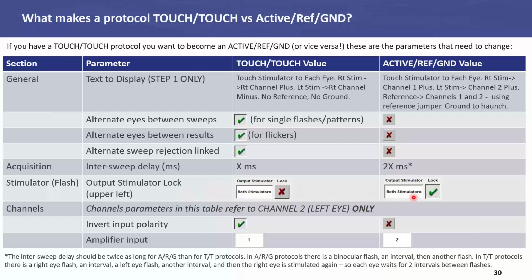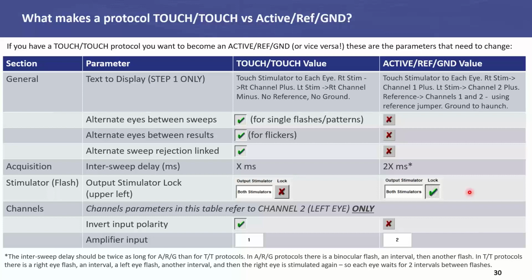In the stimulus parameters, there's a lock button at the top of the page for flash stimuli. You want to turn on the lock button. That means use both of them and use them both at the same time.